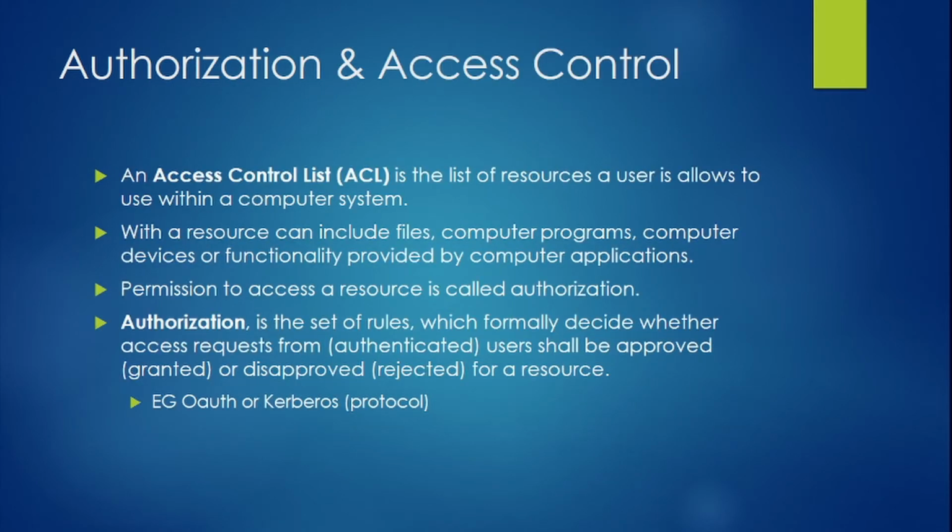Next up, we have access control and authorization. So an access control, or an access control list, is a list of resources that you're allowed to access within a system. And this could include anything from files, computer programs, all sorts of weird functionality. The permission to access those resources is known as authorization, and authorization is basically a set of rules to provide access, and who's allowed and who's not allowed.